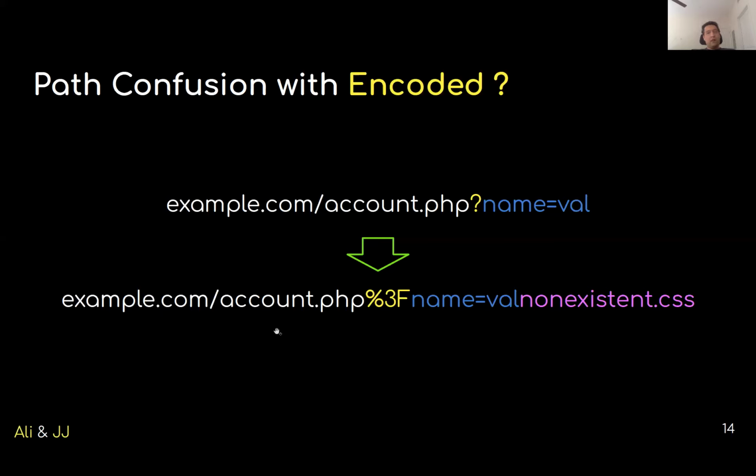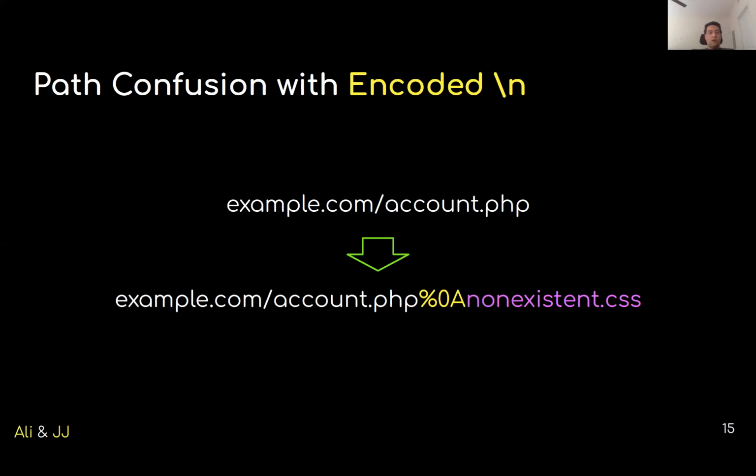But in reality, because path confusion happened, account.php is only considered as a file inside the web server, and the path is a slash. This confusion might actually trigger the cache rules, saving the response of account.php based on the extension, which is CSS.